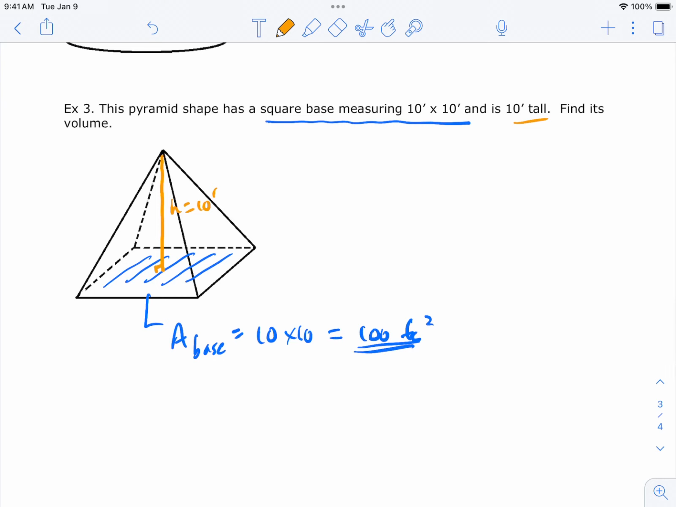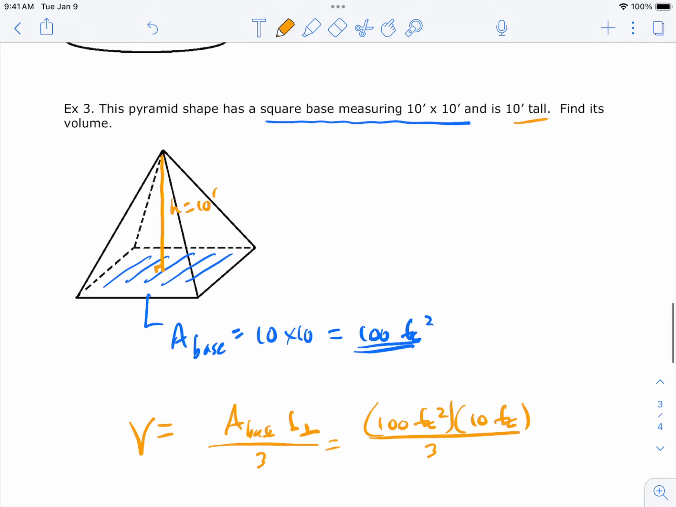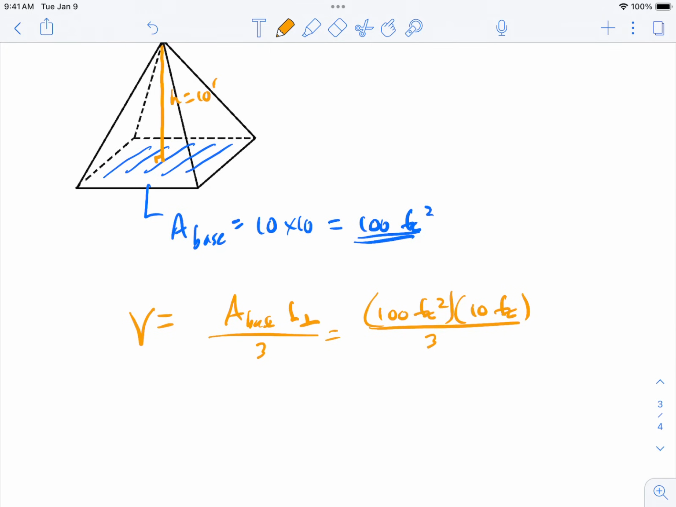So since it's a pyramid, we're going to end up dividing by 3. So it's going to go like this: area of the base, perpendicular extrusion length, divided by 3. So the area of the base is 100 square feet. The height, if you want to call it, is another 10 feet, divided by 3. It's feet squared times feet, which is feet cubed.